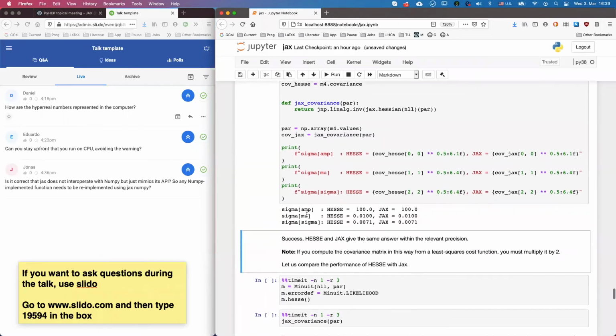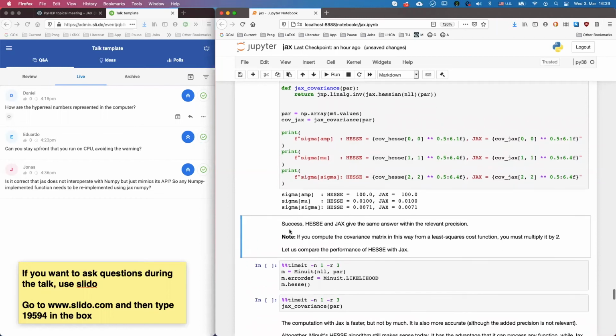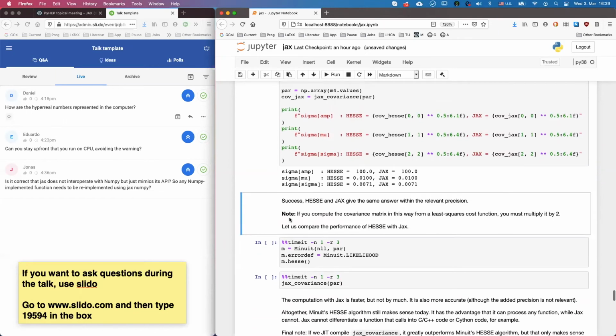The good news here is you get exactly the same errors out when you use JAX. In principle, this JAX Hessian is of course much more accurate than the one computed by Minuit. The nice thing about Minuit is that since it's using numerical derivatives, it works for any function. It doesn't have to be JAX differentiable.